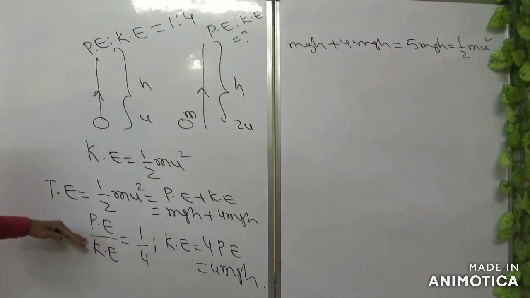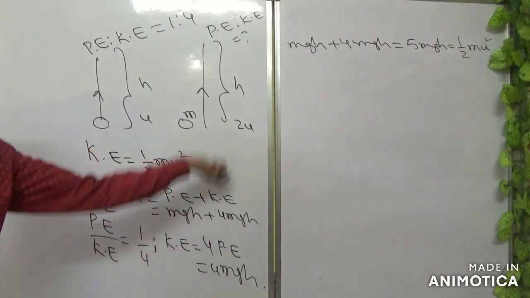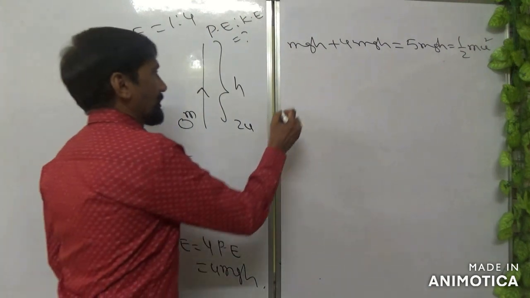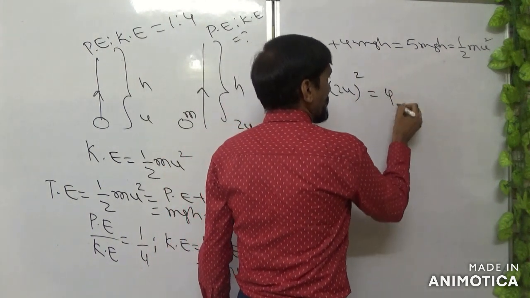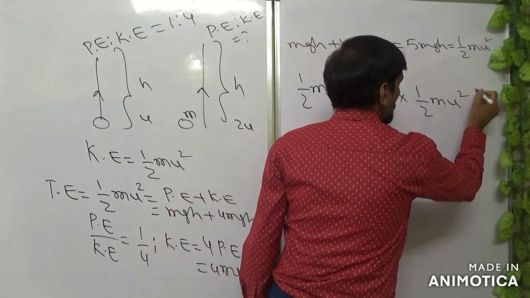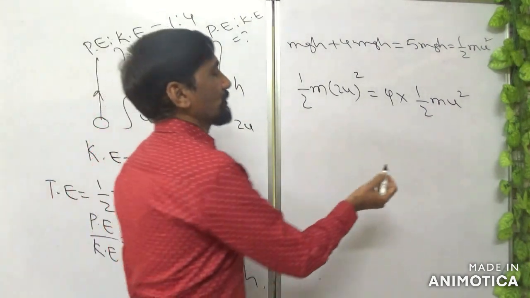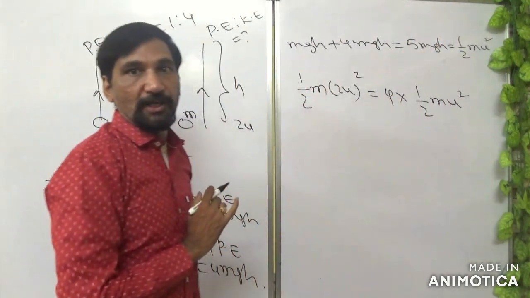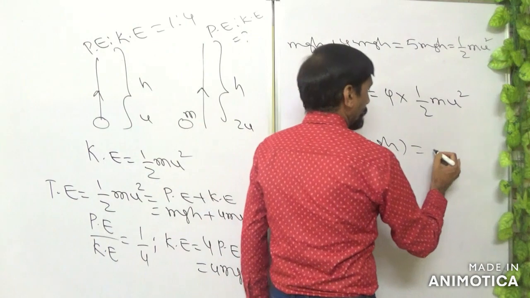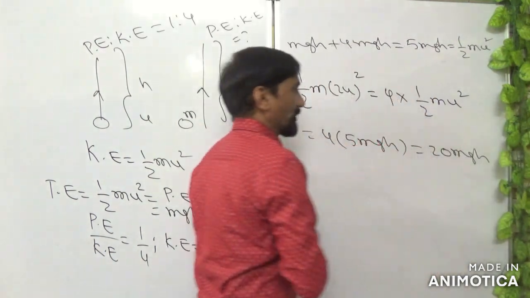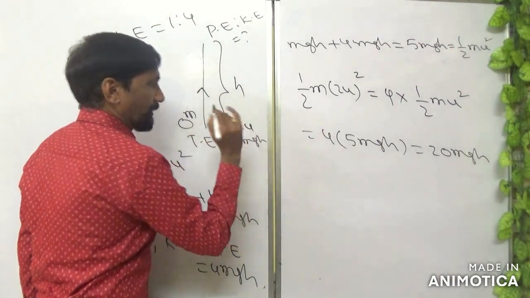So in the beginning it possesses 5 mgh energy, but now the same body is thrown up with double the velocity. That means u is taken as now 2u whole square. That means 4 times half m u square, 2u whole square. Nothing but you can take 4 times half m u square. So instead of half m u square, you can write 5 mgh. So total 20 mgh. So in this case, total energy is 20 mgh.